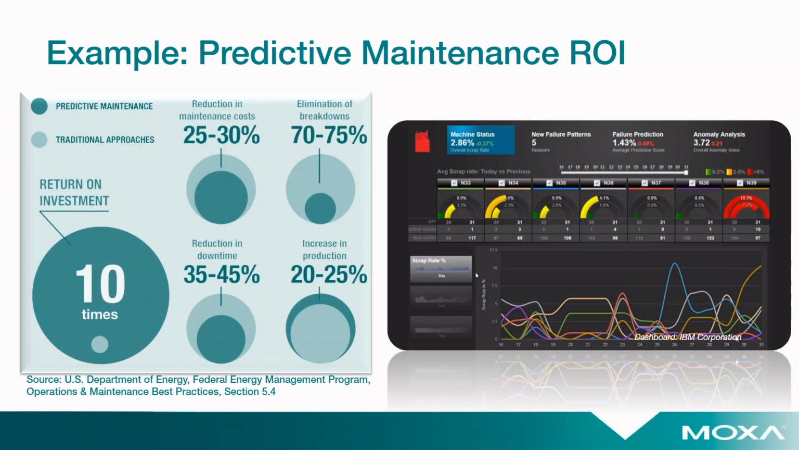So this is a really great example of what exactly the ROI is on predictive maintenance. On the left, there's a chart from the U.S. Department of Energy. It breaks down the ROI on predictive maintenance, which is pretty amazing stuff. Just the elimination of breakdowns alone is pretty huge. And to the right of that is an example of a dashboard, right?